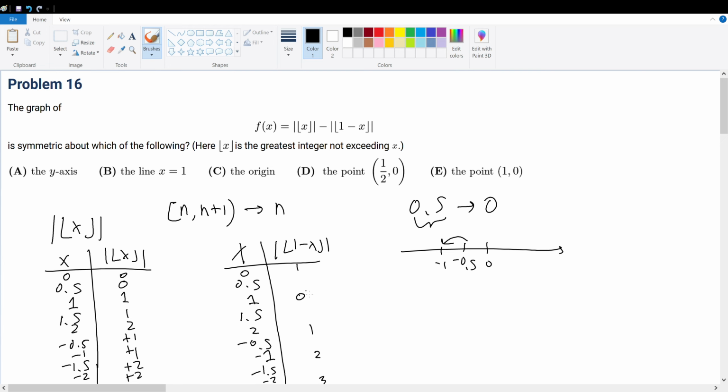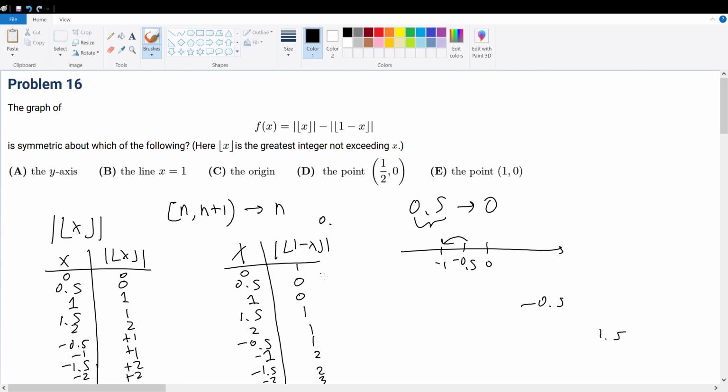Now let's consider 0.5. 1 minus 0.5 becomes 0.5, rounded down gets 0, so that becomes 0. 1.5, well, that's the same thing as negative 0.5, so that becomes negative 0.5. What is negative 0.5? Well, that becomes negative 1, so that becomes 1. And then negative 0.5: 1 minus negative 0.5 will be 1.5, rounded down is 1, so that's equal to 1. And then negative 1.5, that's equal to 2.